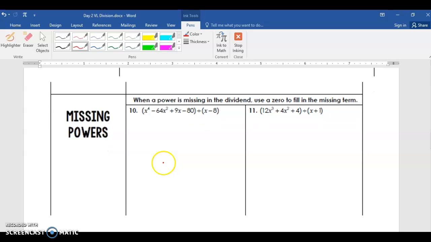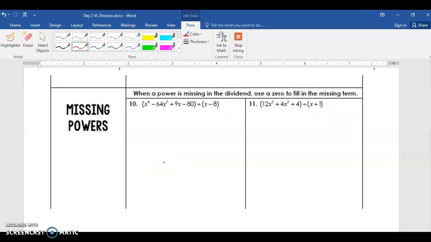Now, I want to just mention how you would set up a polynomial when terms are missing. So here you see that this is in standard form, but there is something missing here. A cubic term is missing. So the power of 3 term is missing. So with x minus 8, while you're setting up the dividend, just apply a 0 in its place. 0x cubed minus 64x squared plus 9x minus 80. And then you would go with your business as usual.